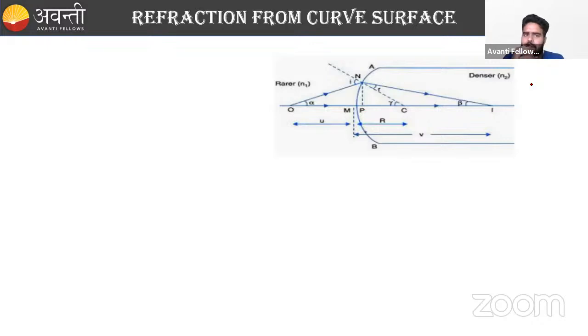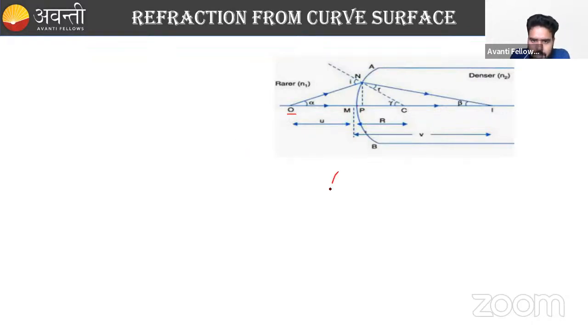The next topic is refraction from the curved surface. Firstly, we covered refraction through a plane surface, and this is the second segment, where we go through refraction from the curved surface. Suppose we consider a point object kept at a distance u. Say this is the pole of the curved surface.